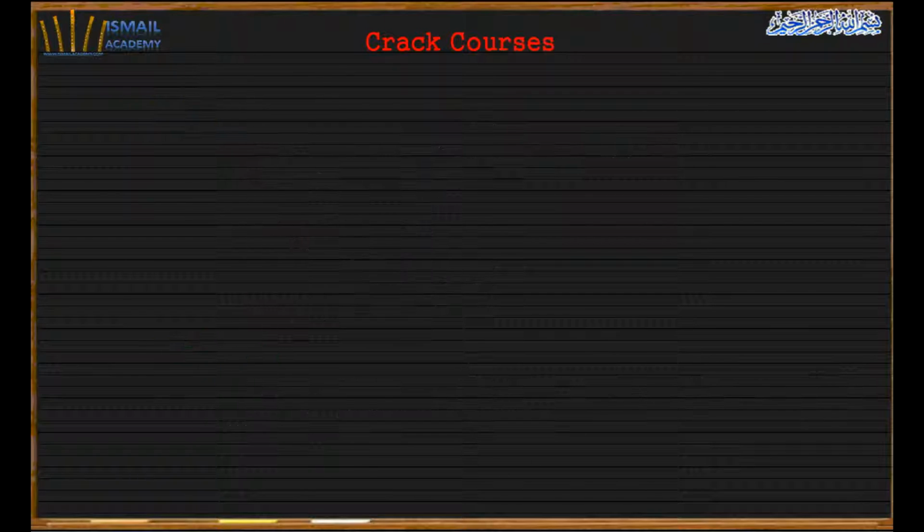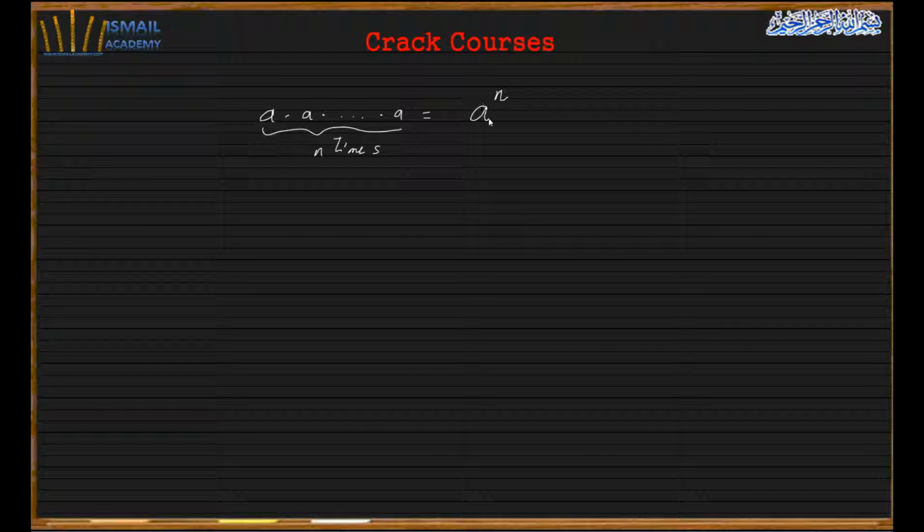And the presentation we use for that, this is how we present a number. So if I have a times a, n times, we can represent this as a^n, and a is the identical quantity. I prefer to call it root, because this is the source of the power, the value that creates the power. For example 2 times 2 times 2 will give me 8, so if I write 2^3 equals 8, that means the source that creates this 8 is 2. That means the root is 2.